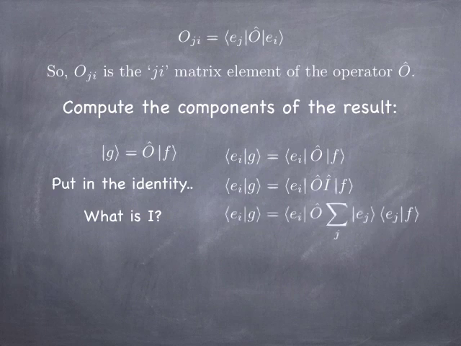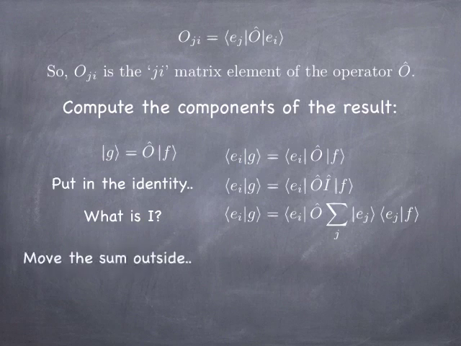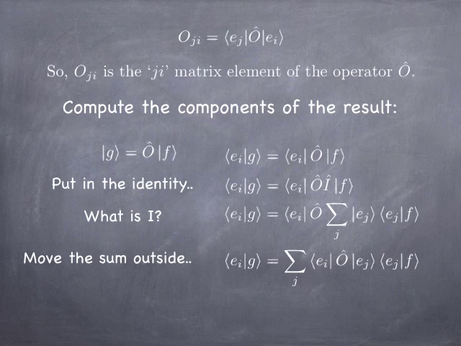Okay, I just replaced the identity with the sum over j of E sub j ket times E sub j bra. But the order of summation doesn't matter. I can take the inner product of the sum or the sum of the inner products. I'll get the same result. So we move that outside, and we see we have the following thing. The ith component of G is the superposition of O sub ij times the jth component of F. In other words, I can rewrite this as the product of the elements O sub ij acting on F sub j, summed over all j.